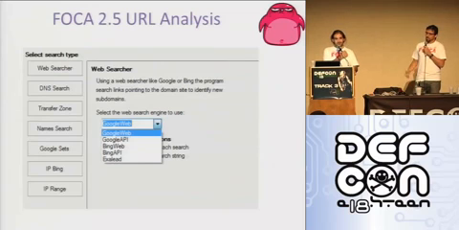So since we just saw that analyzing the URL the document is coming from, and seeing how powerful that was, we just thought that every possible URL is going to be interesting. So we've added to FOCA the possibility of crawling more and more URLs.